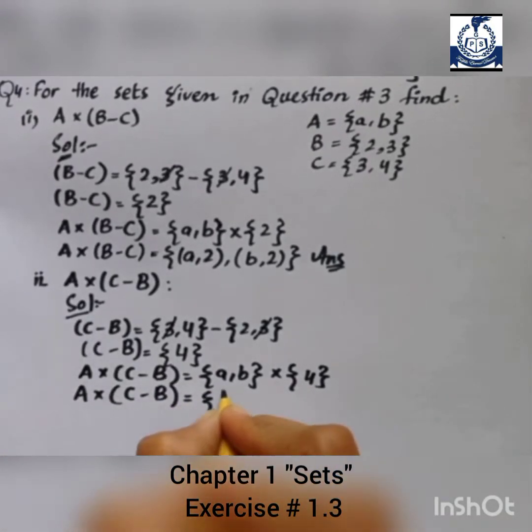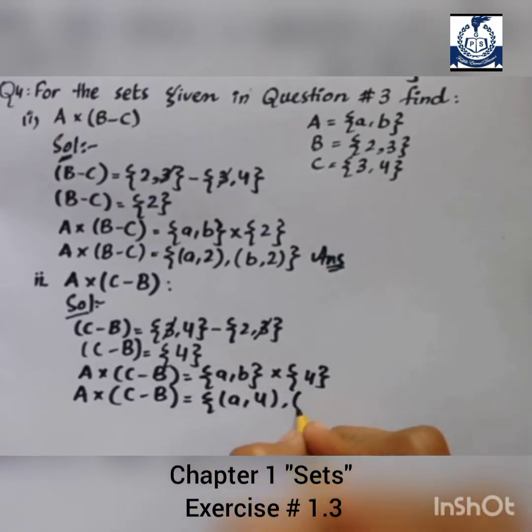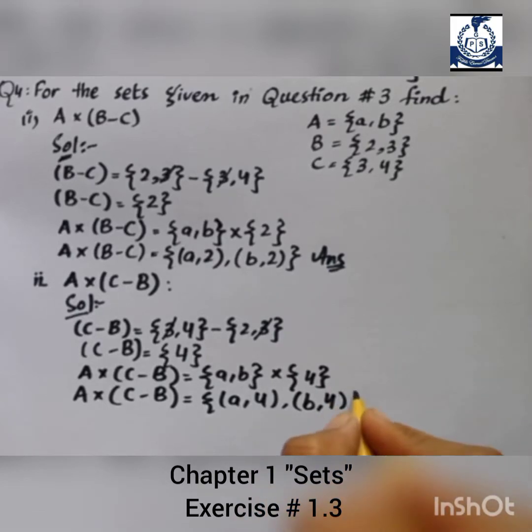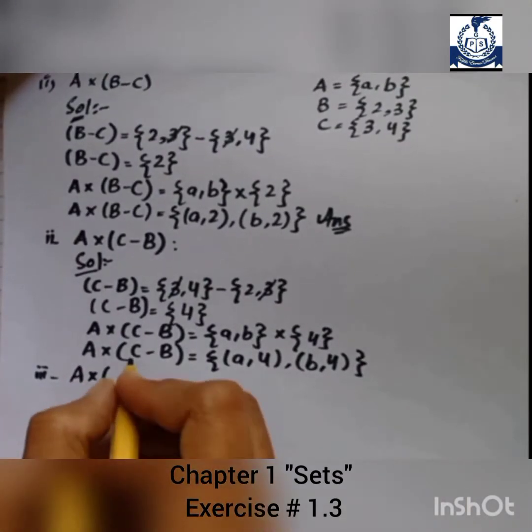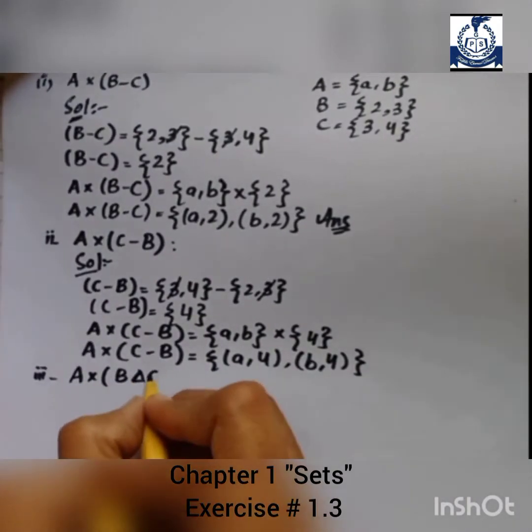So we take a comma 4 and b comma 4. This is the answer. Part number 3 is A Cartesian product B delta C.